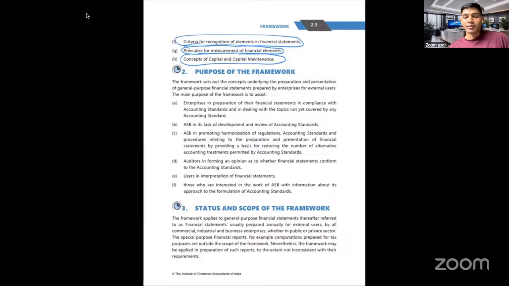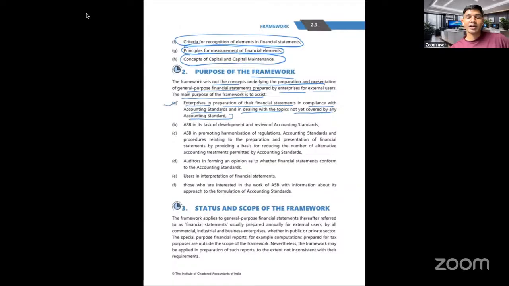The purpose of the framework. The framework sets out the concepts underlying the preparation and presentation of general purpose financial statements prepared by enterprises for external users. The main purpose of the framework is to assist enterprises in preparation of their financial statements in compliance with the accounting standards and in dealing with topics not yet covered by any accounting standards.